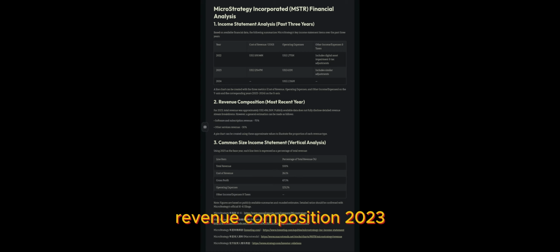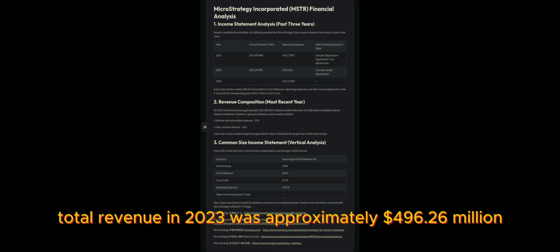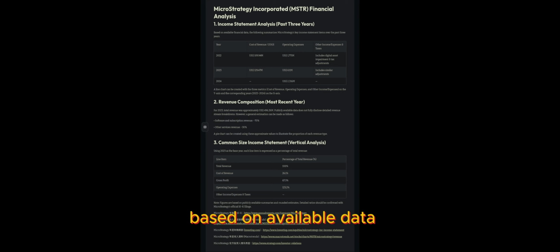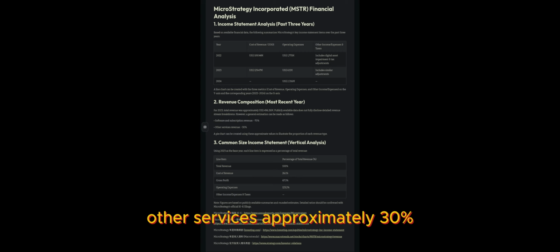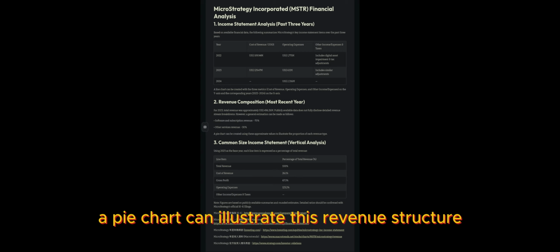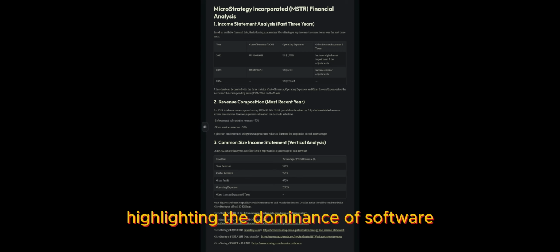Revenue composition 2023. Total revenue in 2023 was approximately $496.26 million. Based on available data, estimated revenue broke down as: software and subscription approximately 70%, other services approximately 30%. A pie chart can illustrate this revenue structure, highlighting the dominance of software and subscription income.